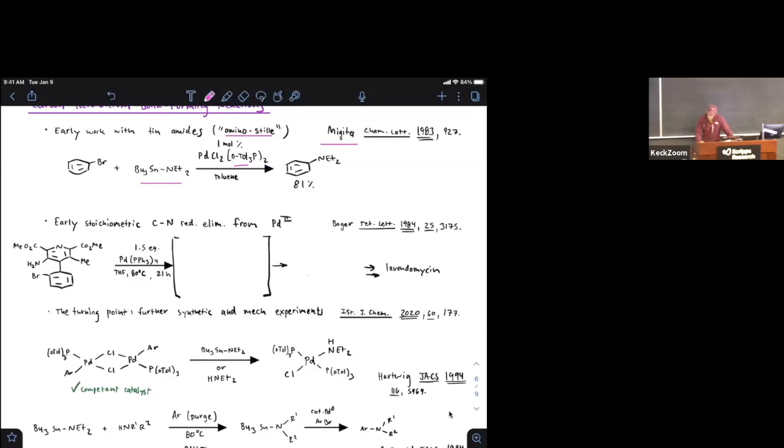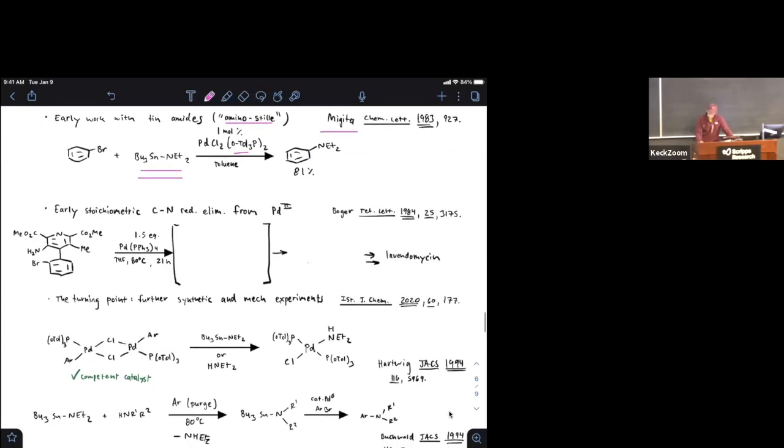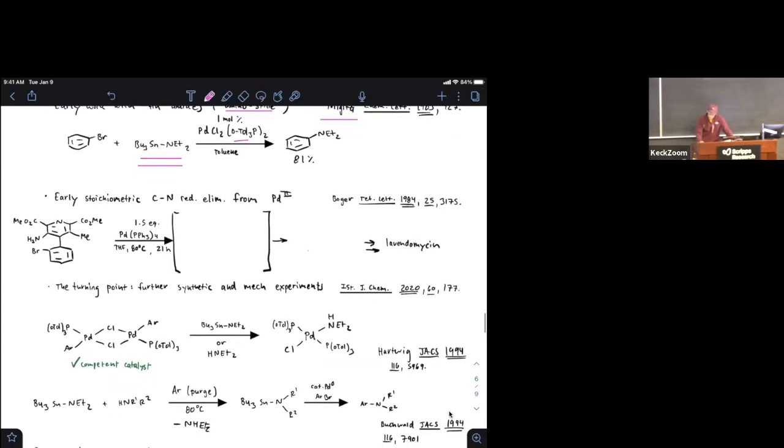But of course, this transformation is not widely used today because these tin amides are not super convenient coupling partners. I think the only one that is readily available, commercially available, is the one shown. So for any variant on that, you would need to independently prepare it. We'll talk about that in a moment.